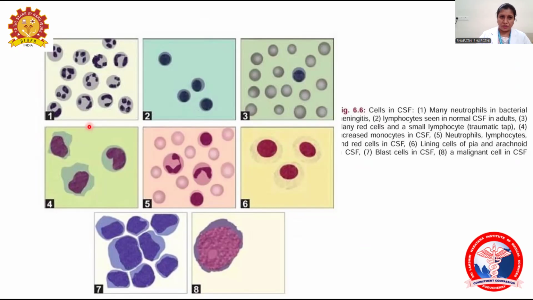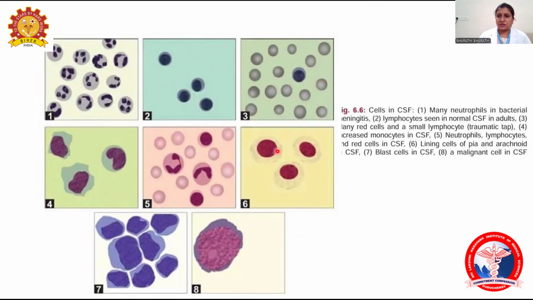So this is the microscopy of the CSF. These are the polymorphs, many polymorphs present, as in acute bacterial meningitis. These are the lymphocytes, present in case of viral meningitis. This is RBC along with lymphocytes, which is present in traumatic lumbar puncture. These are some monocytes, an increased number of monocytes in the CSF. This is neutrophils and RBCs present in CSF.